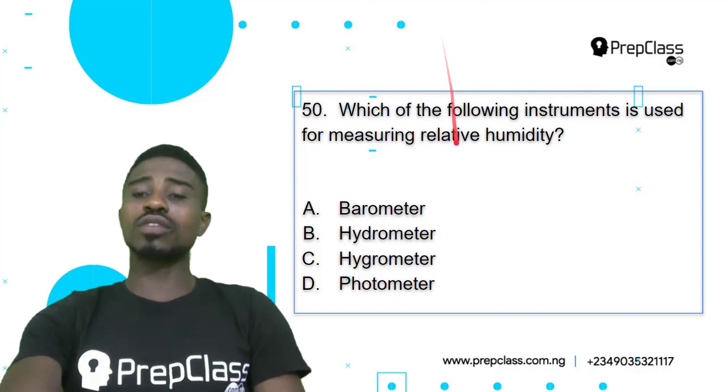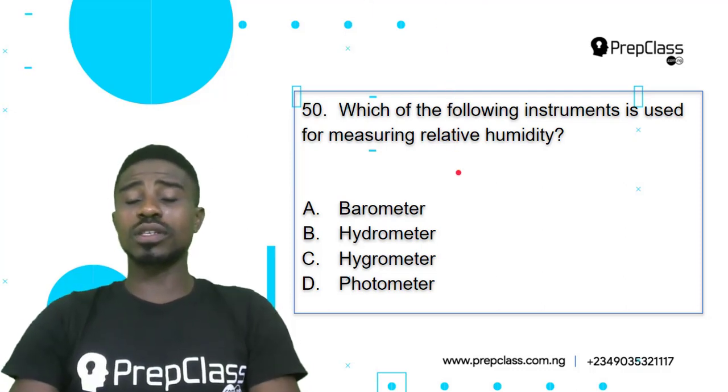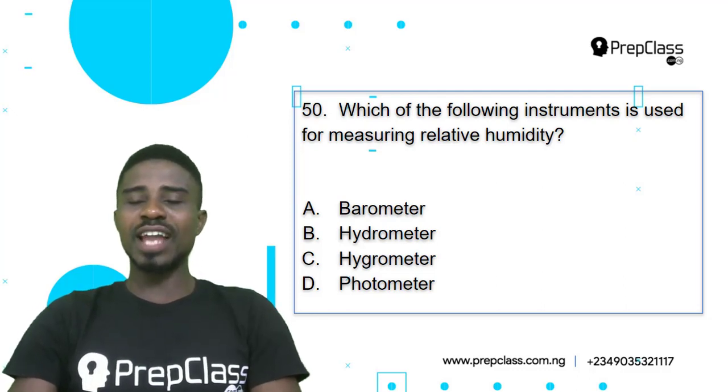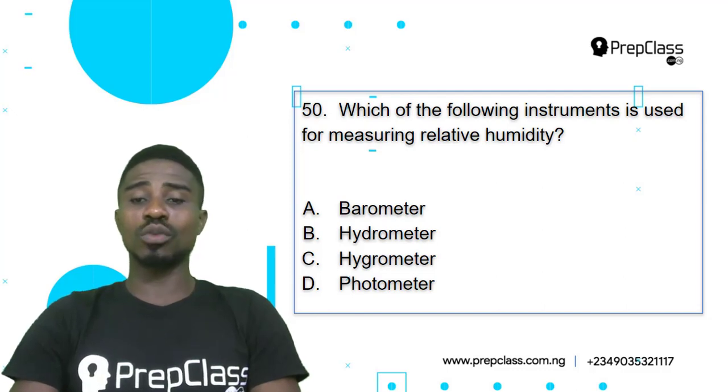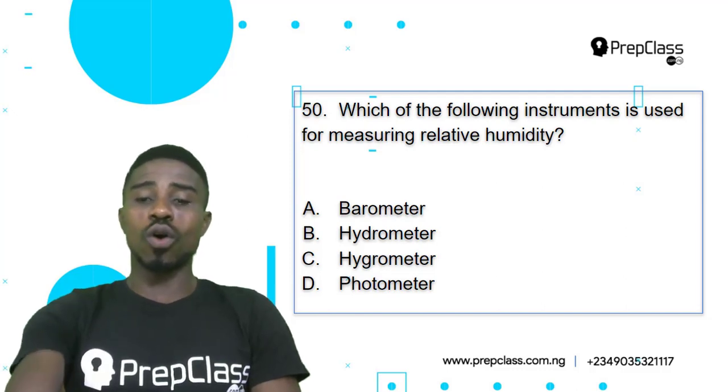When you're talking about relative humidity, it basically means the amount of water present in air. There are particular periods in our weather or climatic conditions where you see that the air looks wetter than usual. It's not drizzling, it's not raining, but you can observe that the air looks wet. That's what we call humidity. So the instrument used for measuring relative humidity is no other than the hygrometer.